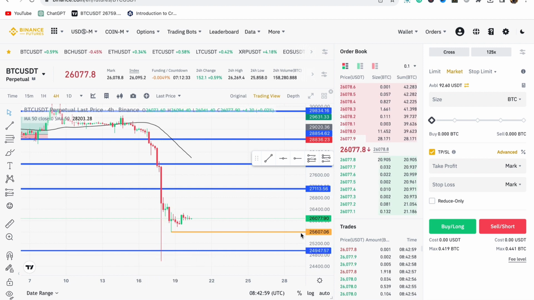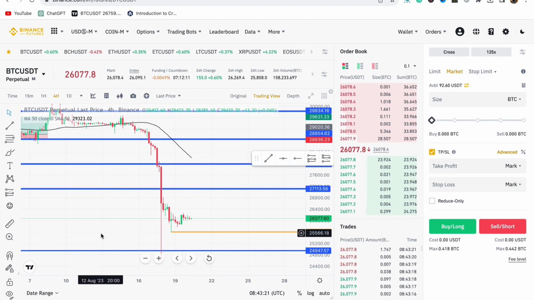I'm using this horizontal line here to set my stop loss. So this will be our entry around $26,559. Then our exit point will be around $27,100. This trade will be 1:3 or 1:4 risk reward ratio, which is good.